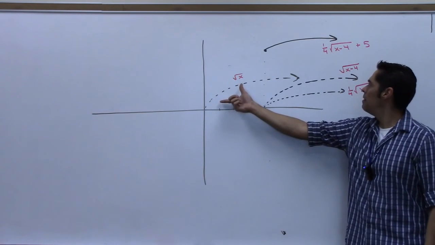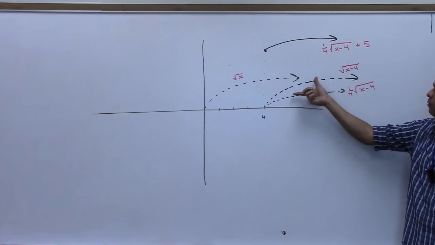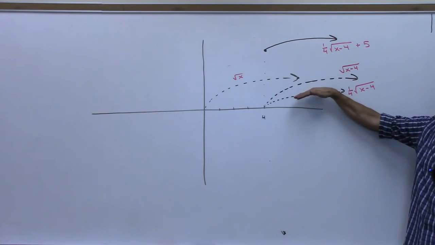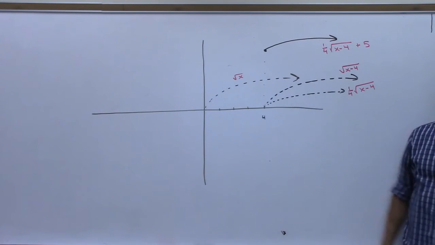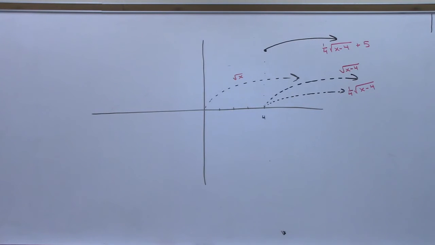Toolbox function, move to the right 4. 1/4 of it is going to vertically compress it, or horizontally stretch, and then just move that whole thing up 5. Okay? That's it. All right, now things are going to get a little weirder.